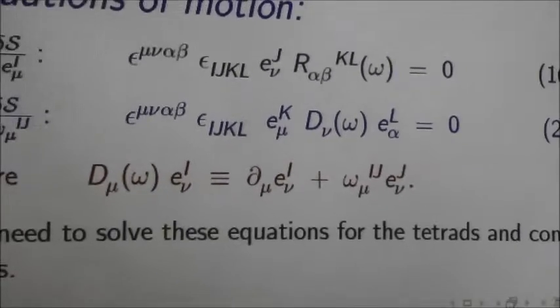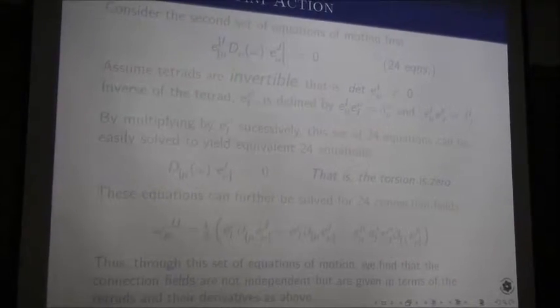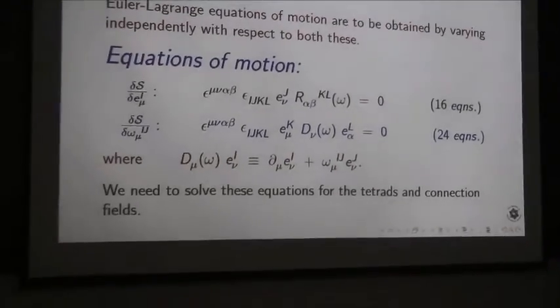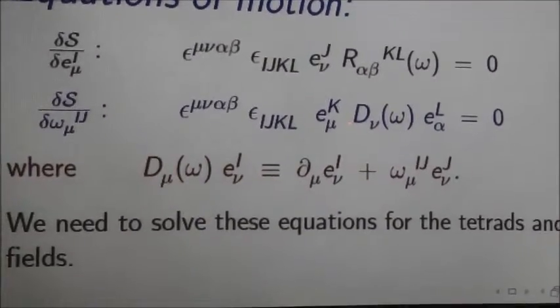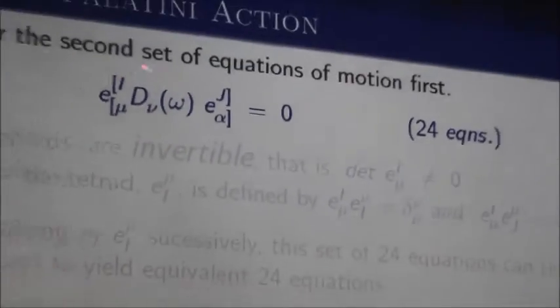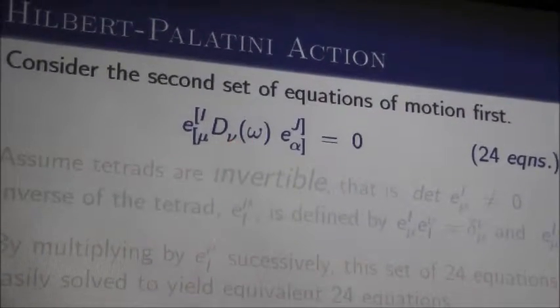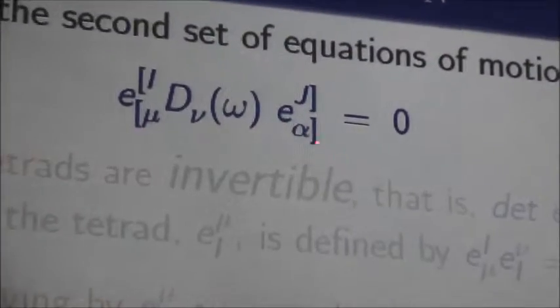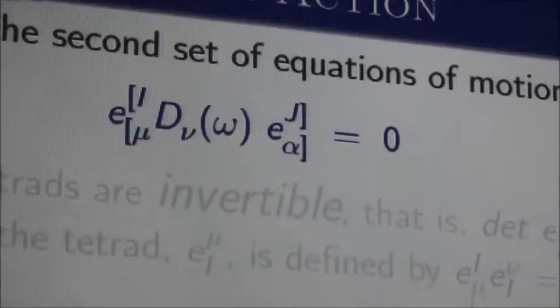So what we have to do is solve these equations. Consider the first set of equations, and the second set of equations here. There's an alternate way of writing them. The second set of equations I'll write in an alternate way: e mu l, covariant derivative D nu of e alpha, with mu nu alpha all antisymmetrized, and ij antisymmetrized. These are the same 24 equations that we wrote earlier, in a slightly different way.